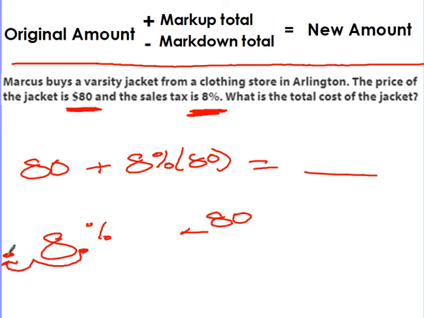This is a common mistake here. I had to move the decimal 2 spaces, and I didn't have 2 spaces. That's when we add zeros. So 8% is really 0.08. So I have 80 times 0.08.